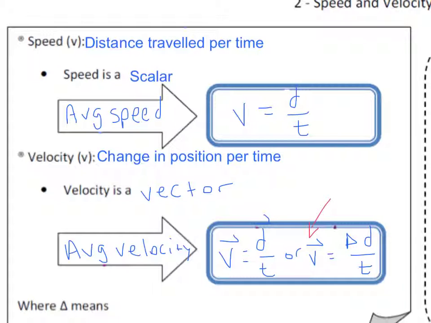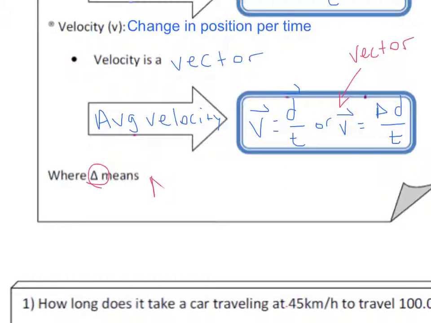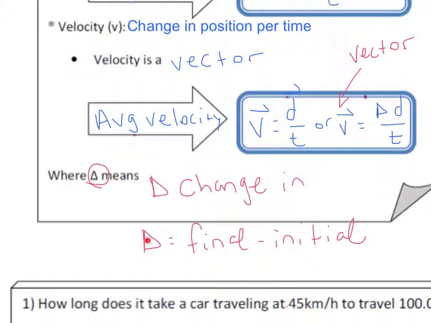This arrow right here tells me that it's a vector. What does this triangle mean? This triangle means change in, which is final minus initial.